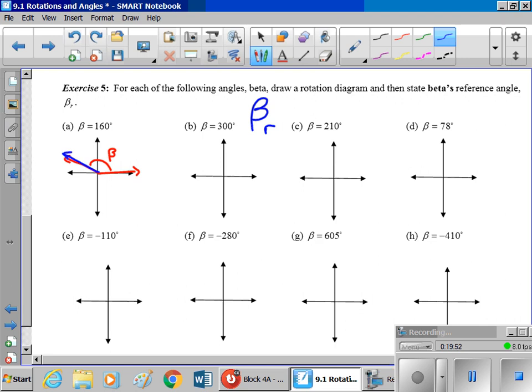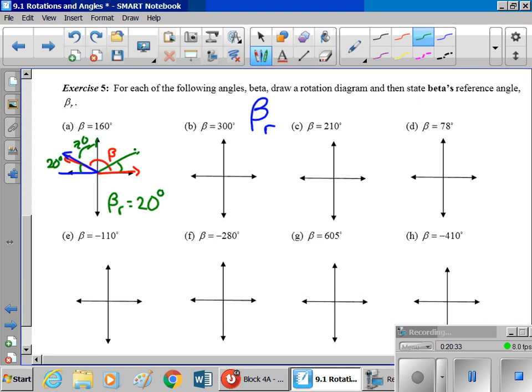So this one, terminal ray, x-axis. And then we're going to find this positive acute angle, this little green thing. If we want to write it in standard position, it's going to wind up being this thing if we just reflect it across. If we did 90 to get to here, then this angle is going to have to be 70, which means this little thing is going to have to be 20 degrees. So my reference angle, beta r, equals 20 degrees.